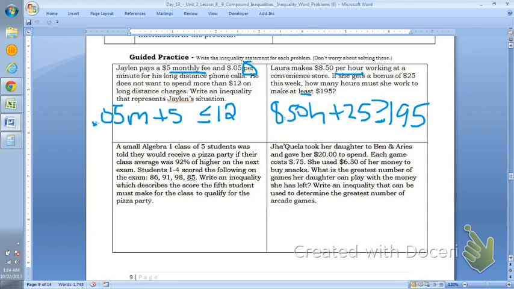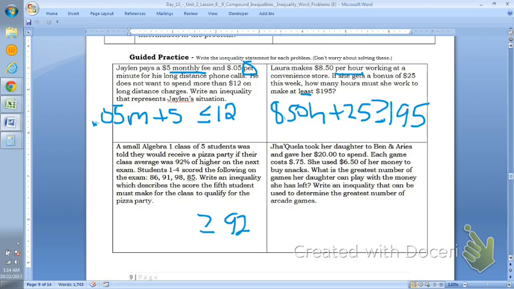The third example, a small algebra class of 5 students was told they would receive a pizza party if their class average was 92% or higher on the next test. So 92% is our minimum value. So we want to stay, oops, I wrote it the wrong way. We want to be greater than or equal to 92%.